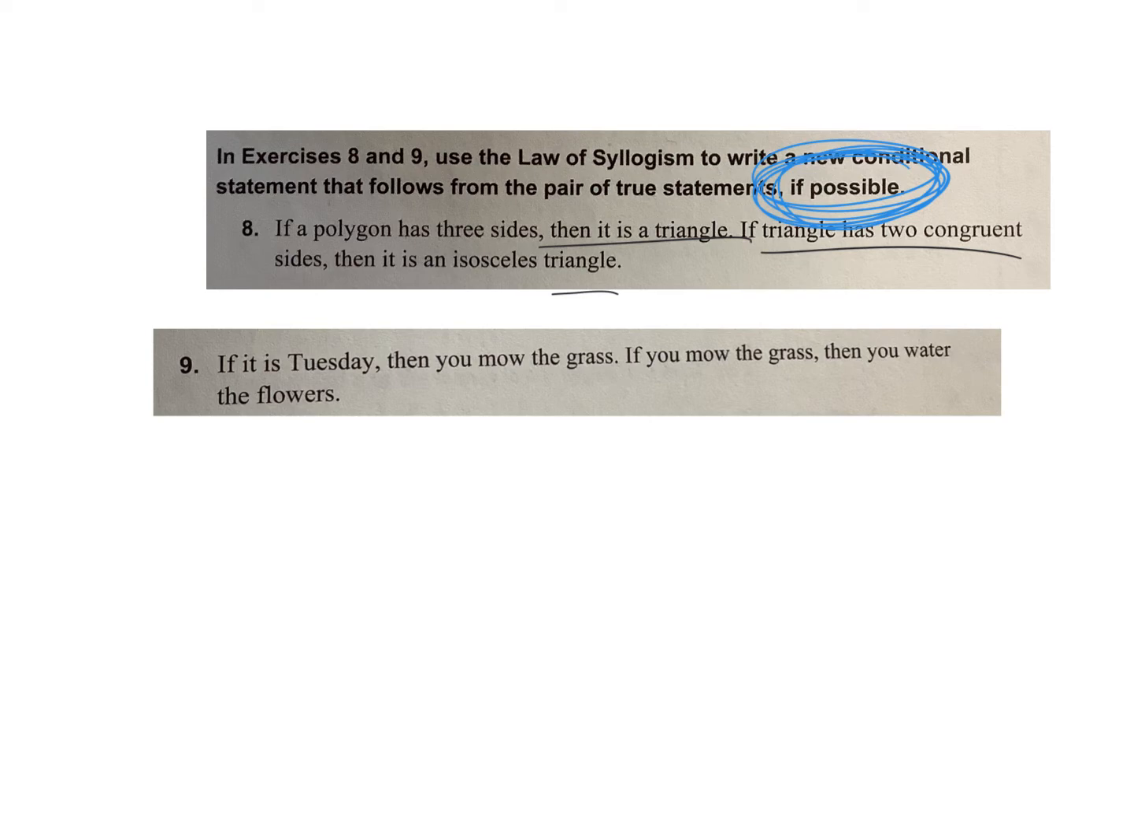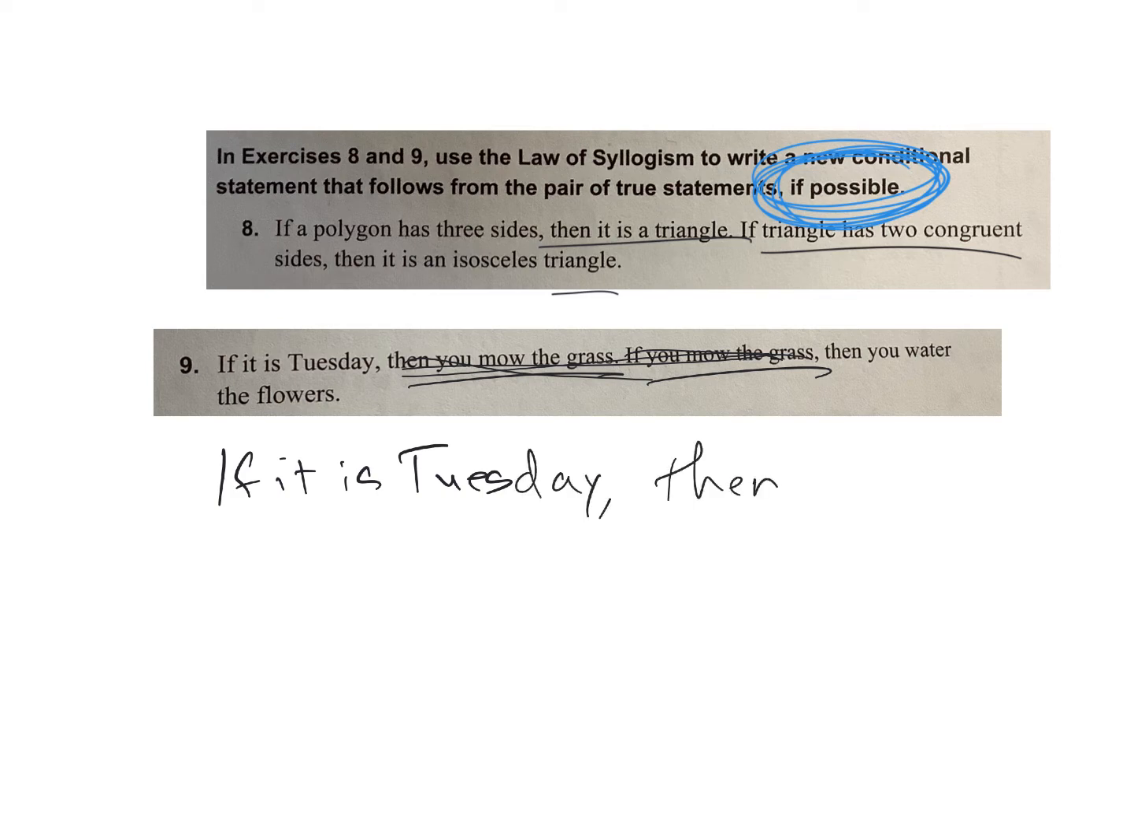All right, so what you should be visualizing here is that you have mowing the grass. Those two are identical. If you just cross those out and rewrite everything else: if it is Tuesday, then you water the flowers. All right, who actually got that right? So make sure you can do that on the test. And let's do another one.